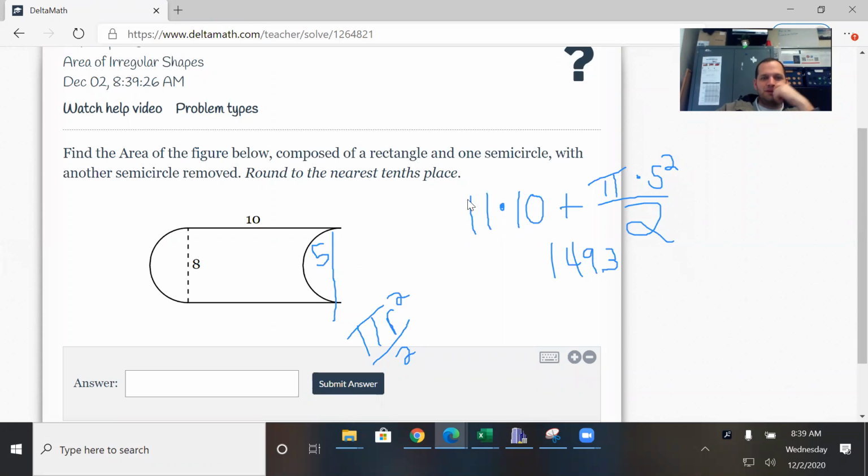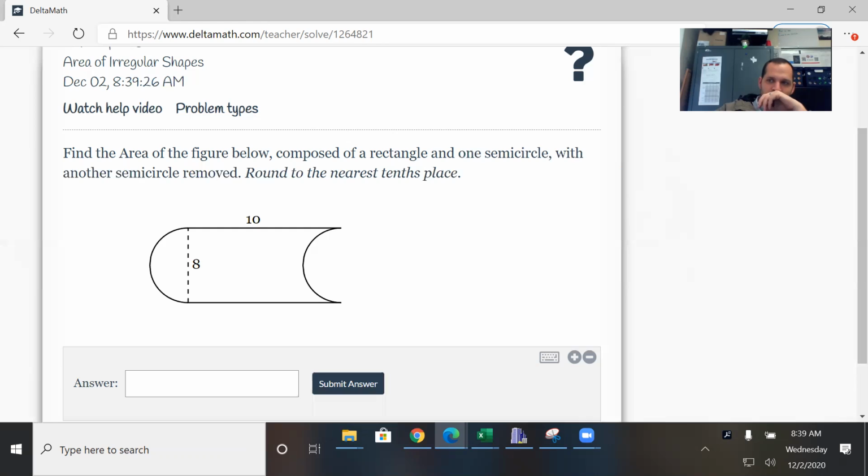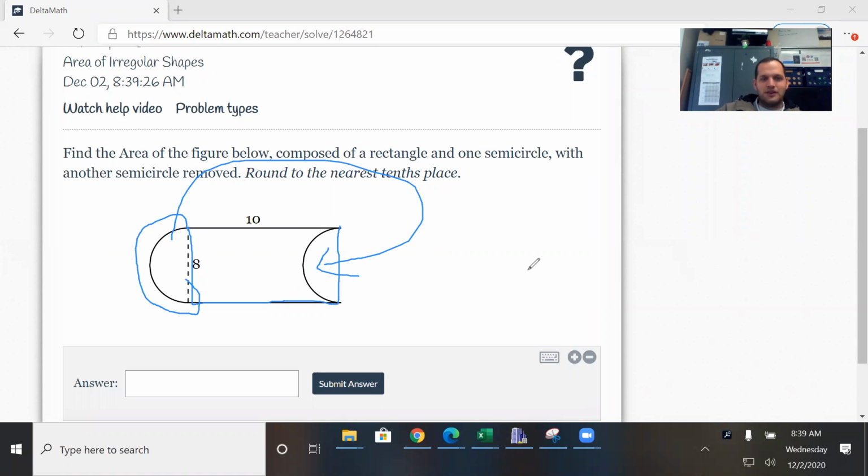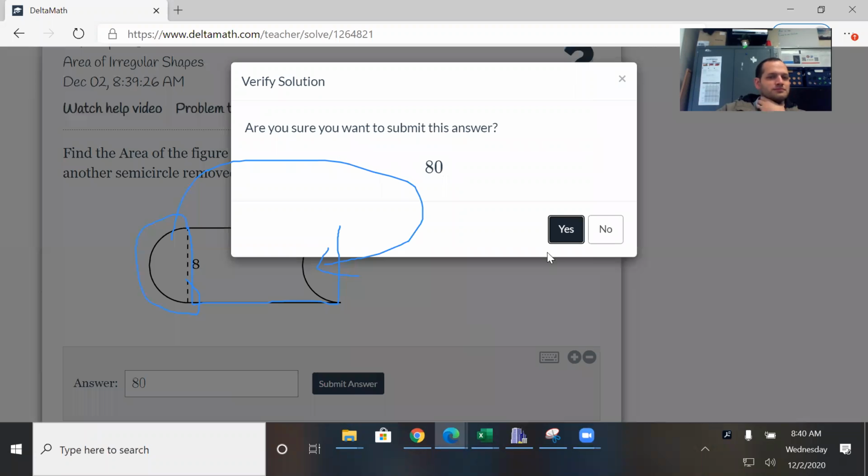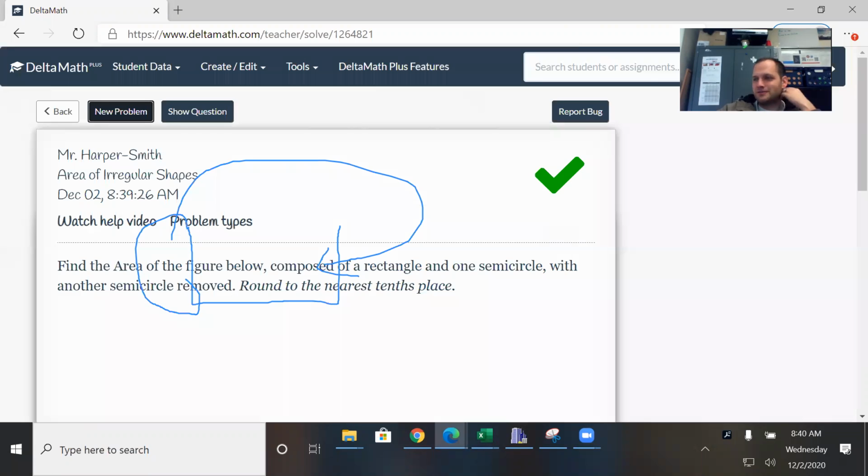Ooh, what about this one? There's two main ways that I can see doing this one. The first way is to find the area of the rectangle, then subtract off the half circle, then add in a half circle. The second way, which I think would be easier, what if we just take this half circle and move it right there? Then isn't this just one giant rectangle? Yeah. What's 10 times 8? 80. Ta-da!